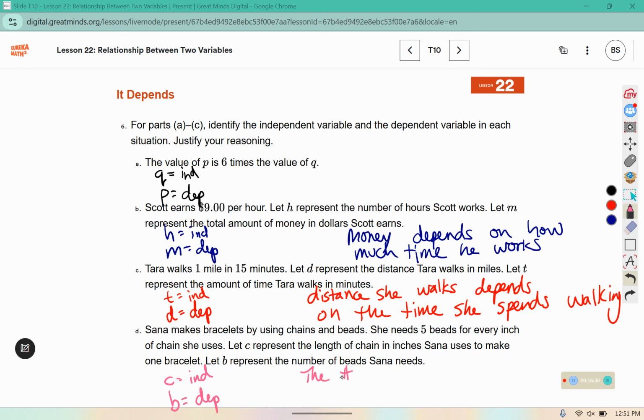The number of beads needed depends on how long the chain is.